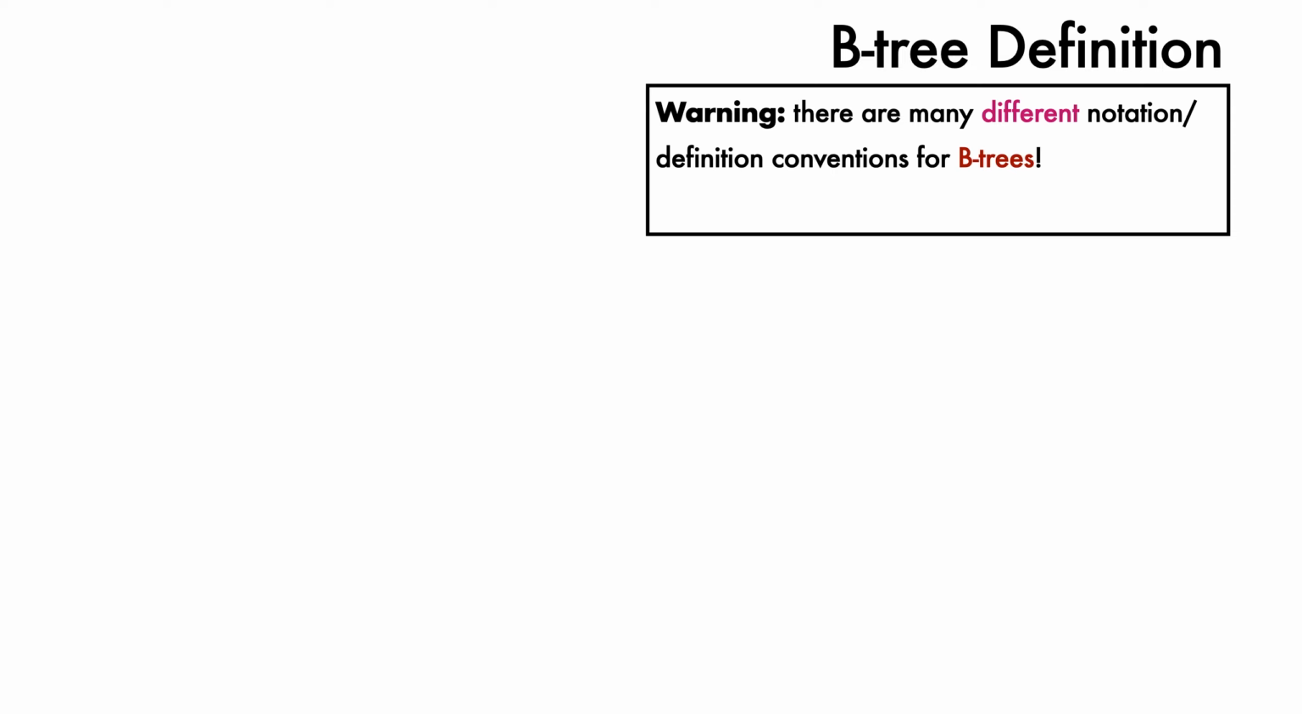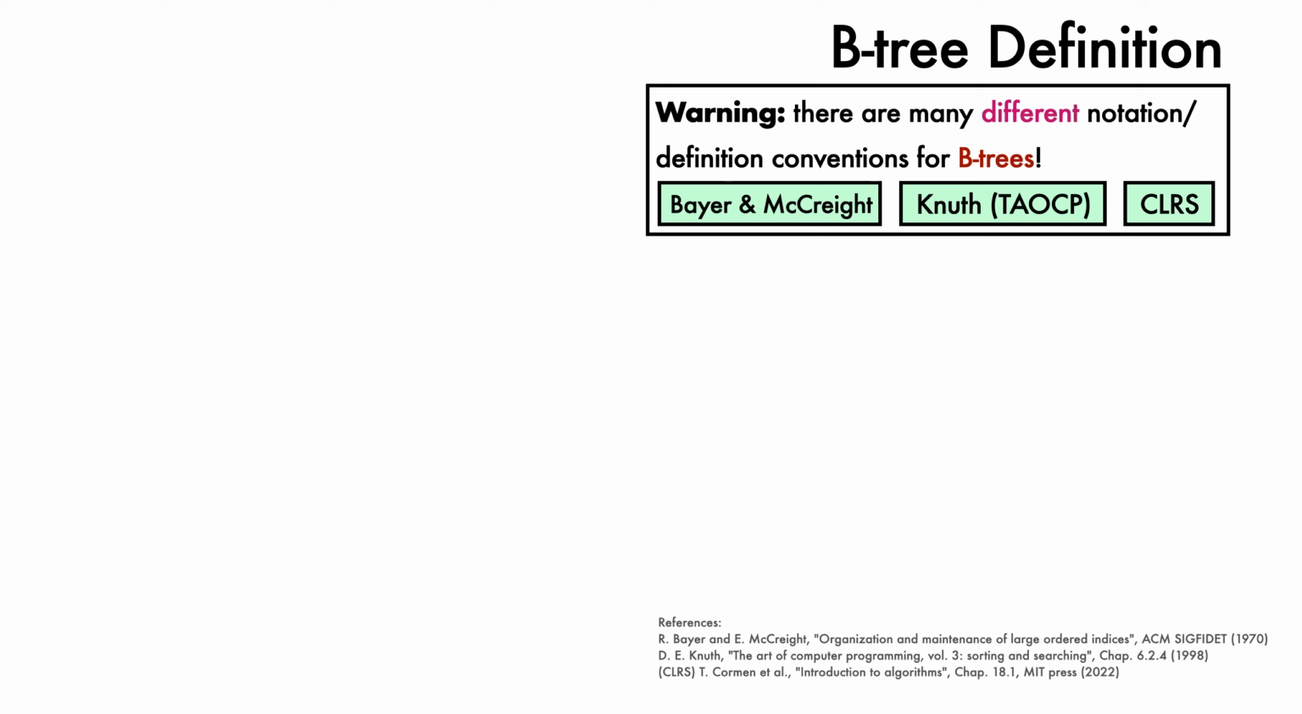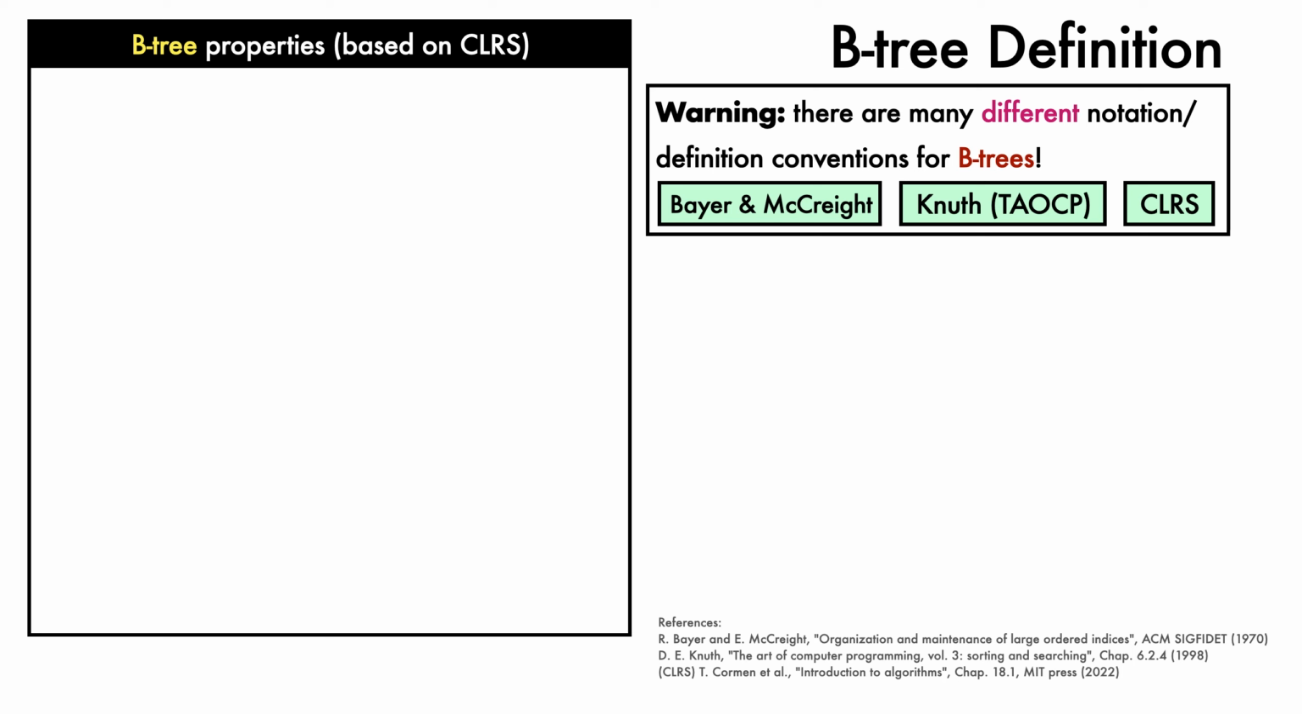We now come to the B-tree definition itself. Before we define it, I'll offer you a warning. There are many different notation and definition conventions for B-trees. For example, those of Bayer and McCreight in their original paper, Knuth in his The Art of Computer Programming, and CLRS all differ in terminology. We'll base our definition coarsely on that of CLRS.